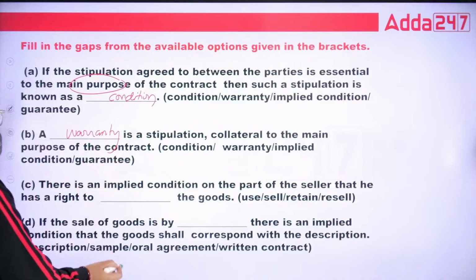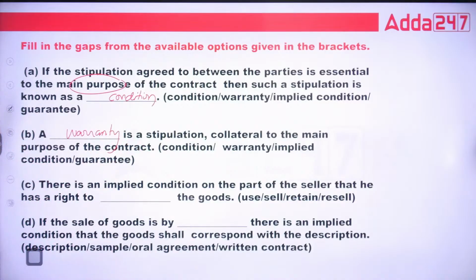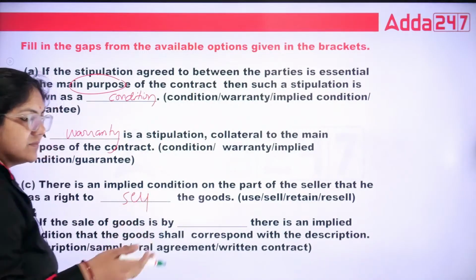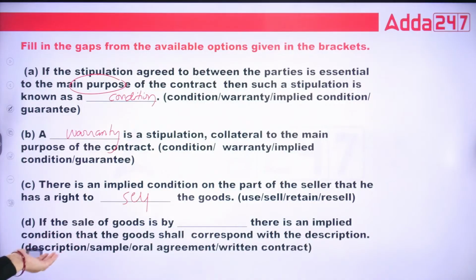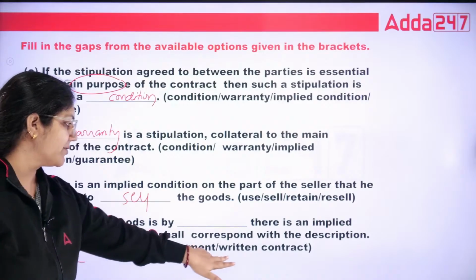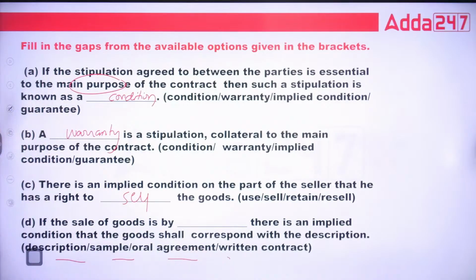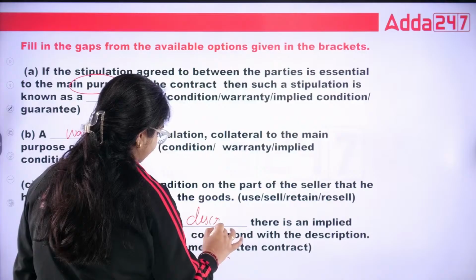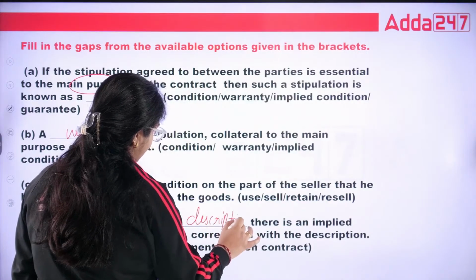Now, there is an implied condition on the part of the seller that he has a right to dash the goods. So implied condition on the part of the seller that he has a right to sell the goods. If the sale of goods is by dash, whether description, sample, oral agreement, written agreement, there is an implied condition that goods shall correspond with the description. So sale of goods is by what? That is by description. So this is the right answer.